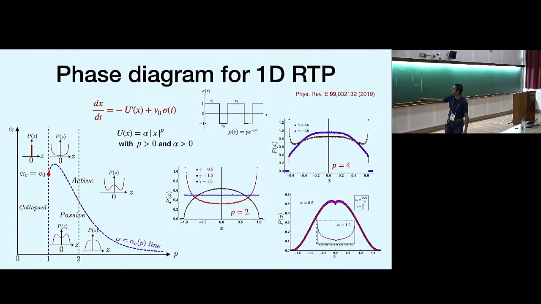Yeah. This is the same one with p equal to 3/2. This is the potential. This is p equal to 3/2. This is p equal to 4. This is p equal to 2. So basically active and passive are distinguished by this distribution, whether the population goes to infinity or 0.